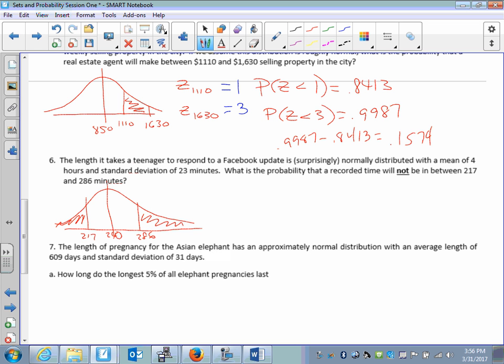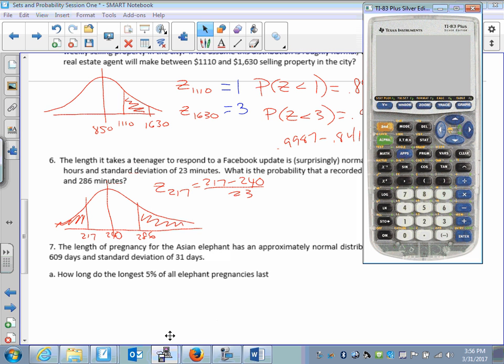Now, we can find the probability that z is less than... okay, now first of all, the z of 217 would be 217 minus 240 over, what was the standard deviation? 23. So let's just get our calculator. And we have 217 minus 240 divided by 23. And we get -1.